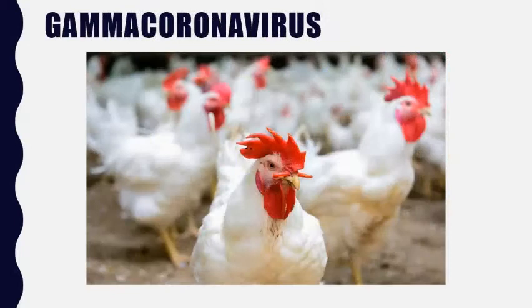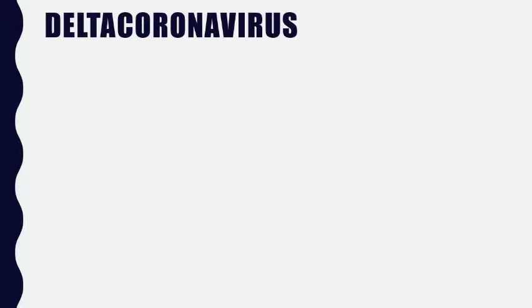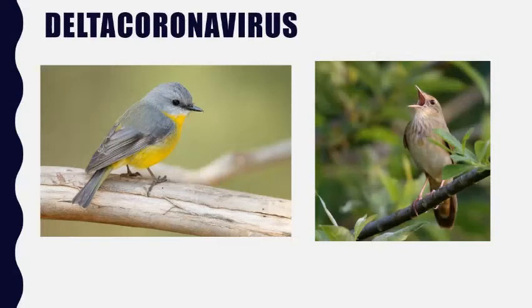Next is gamma coronavirus. So, it occurs mostly as avian coronaviruses. So, this avian infectious bronchitis virus or the AIBV. So, it is a respiratory and reproductive tract disease in chickens. And the delta coronavirus, it's also an avian coronaviruses. It is found in several species of songbirds. Okay? Next is I have here a video of the parts of coronavirus.